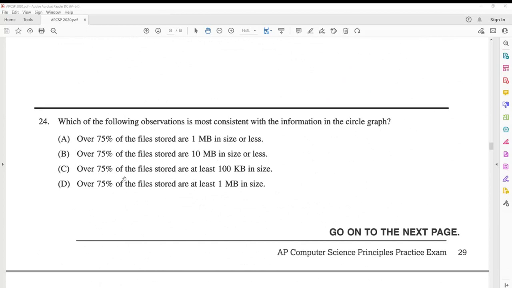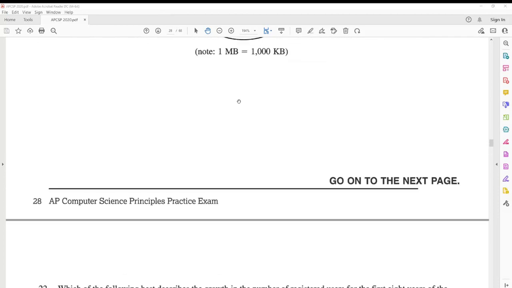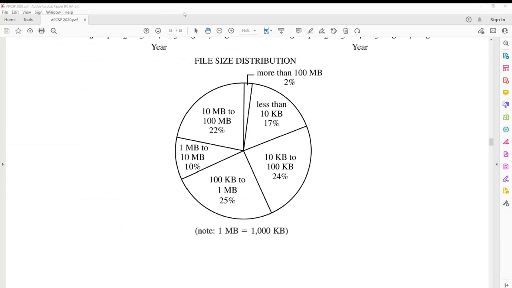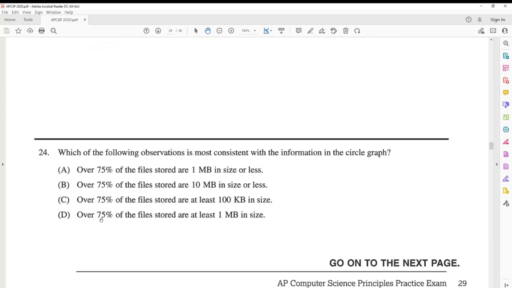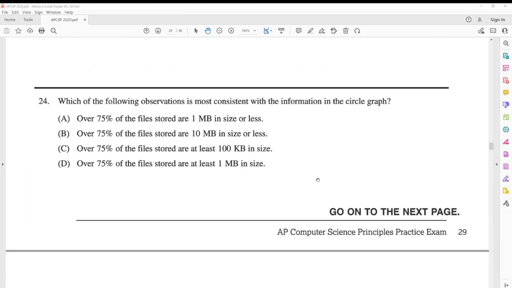C, how about C? Stored in at least 100K. Let's look at 100K. 100K is over here, 75%. No, it's less than that. This one is not more than, it's bigger than 25%. So it's wrong. So actually 75% at least one, this is wrong. So the answer should be B. Okay, 24 is B. Any question?